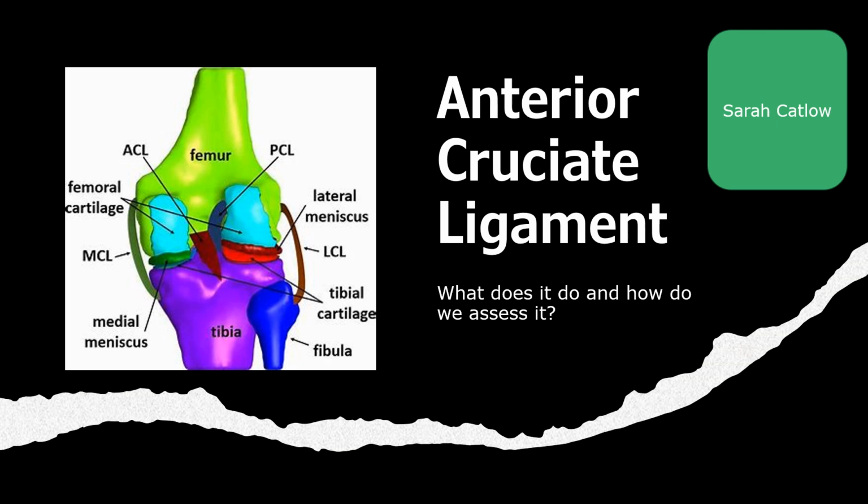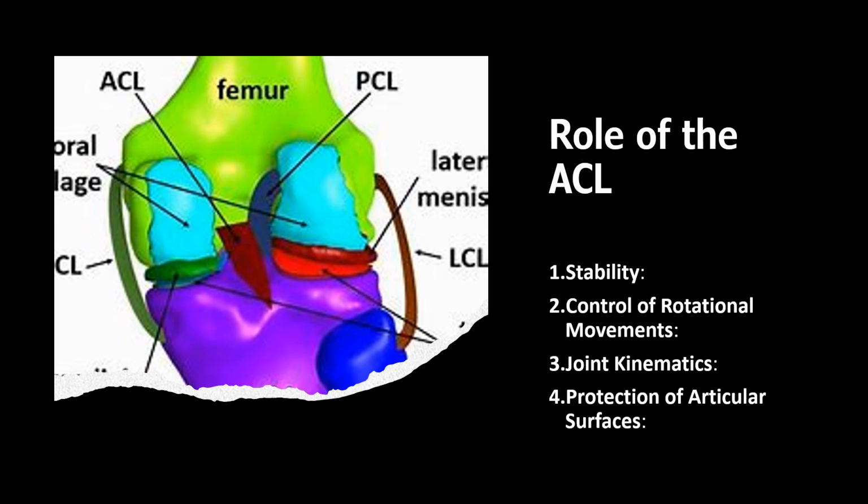Now, special tests are used to assess the integrity of the ACL following a suspected injury. These tests aim to identify signs of ACL instability or laxity, which can indicate damage to the ligament. I'm going to give a quick overview of two main special tests used to measure the ACL and discuss any issues with these tests. So before we look at the special tests in a bit more detail, let's talk about the role of the ACL.